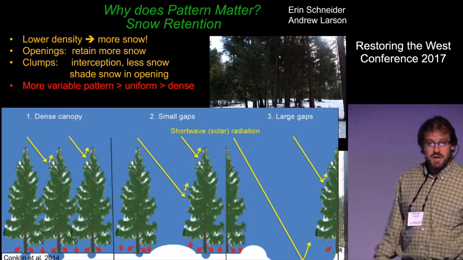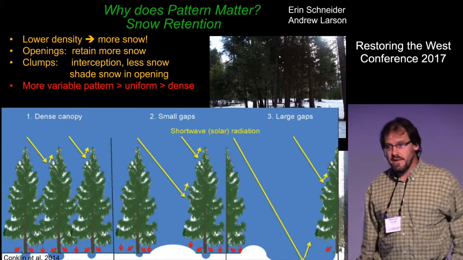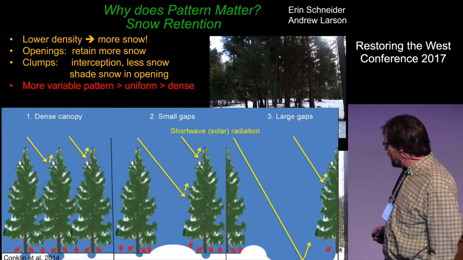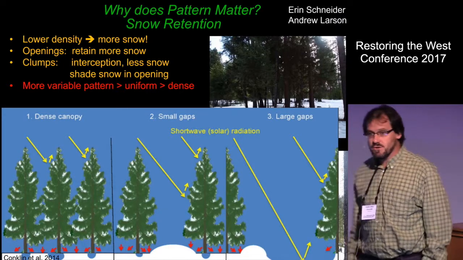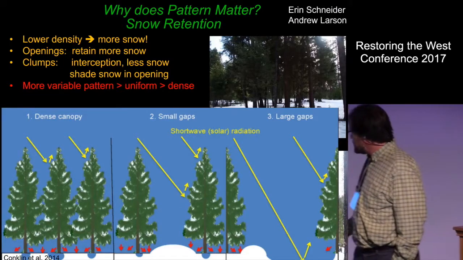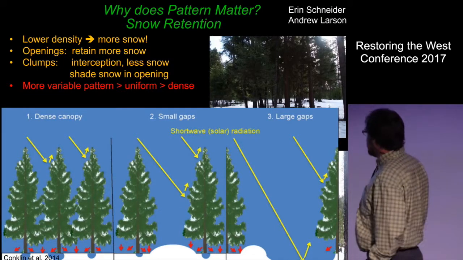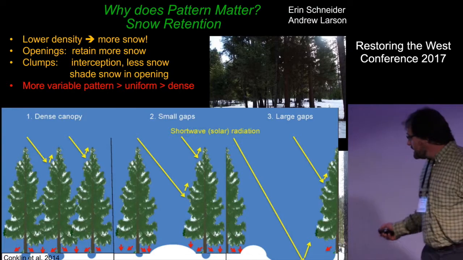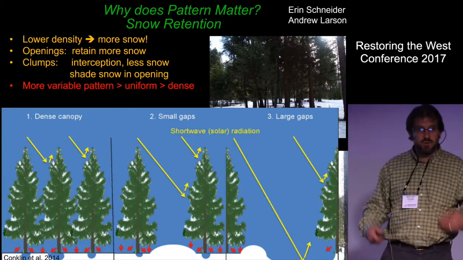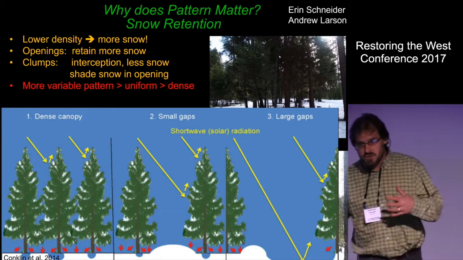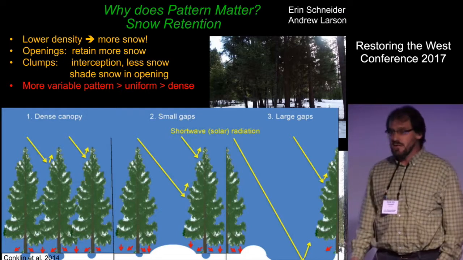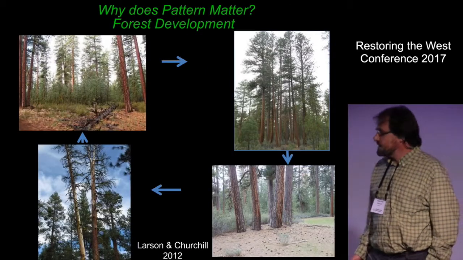those gaps are also shaded. So that benefits. When you start to get larger openings, then you get more solar radiation as well as more radiation off the trees here. So it's those small to medium-sized gaps where you get the most snow. So variable treatments that have more of those gaps, you get more snow retention.